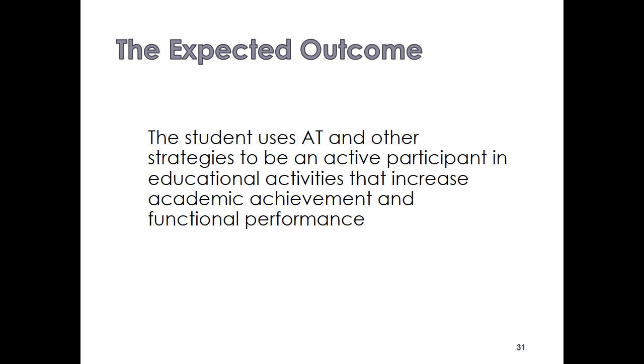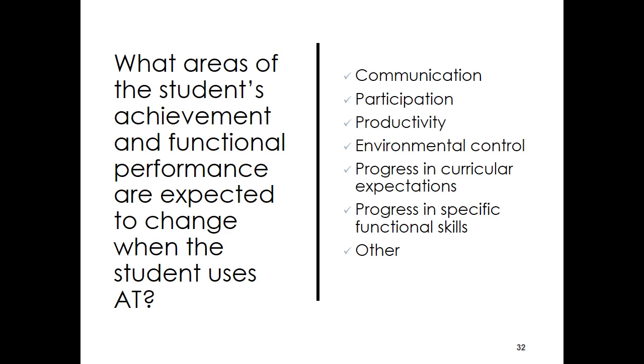Just to really look at, it's not all about just computer stuff. It could be around physical mobility. So let's think of some other questions here that we're going to be looking at as we move through this process. So what areas of the student's achievement and functional performance are expected to change when the student uses assistive technology? Well, there's a whole bunch of areas that could change. Again, one could be that just participation thing that I just talked about, where the kid could actually be an active participant in their English language class because he's not so fatigued coming from the field house.